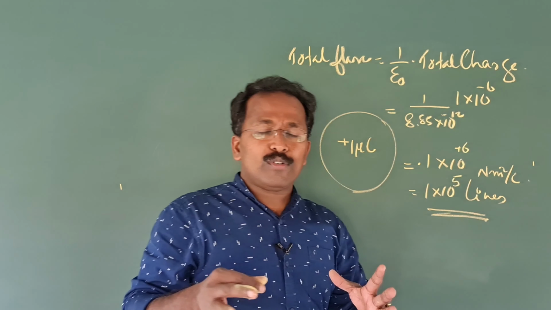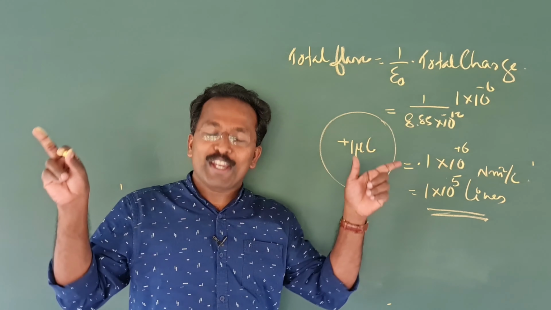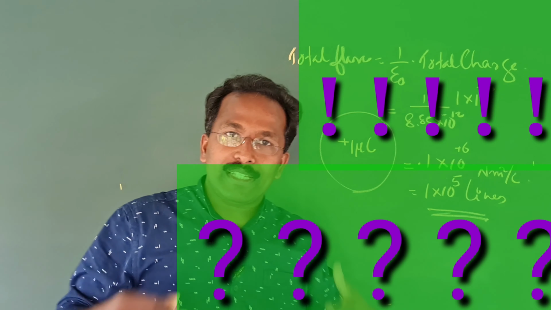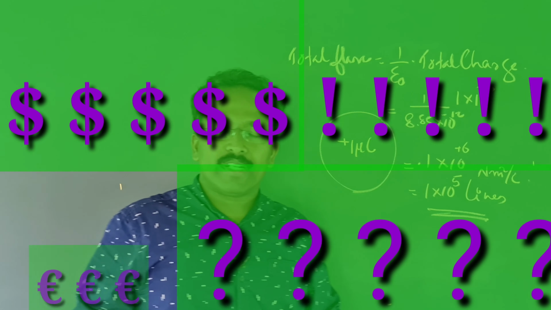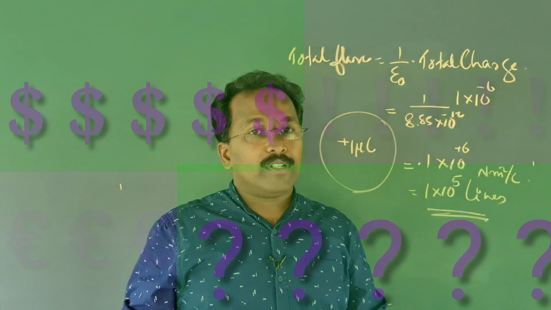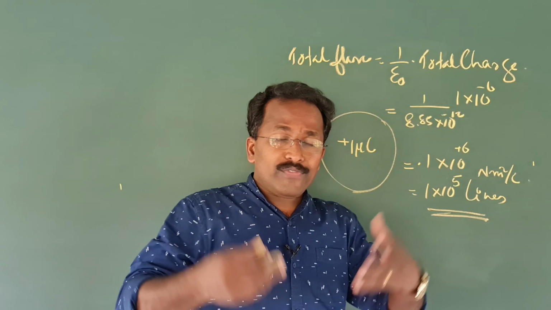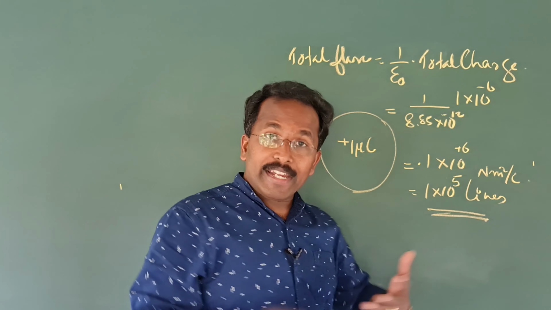Now the question is, you have 1 lakh electric field lines coming out. Is that a useful entity? Can anyone count it? Is it a real thing? How useful is it? You may doubt, no? The thing is, you just understand it like this. For our physical understanding, this idea is good.